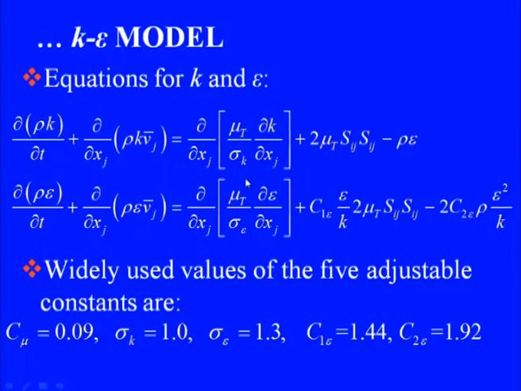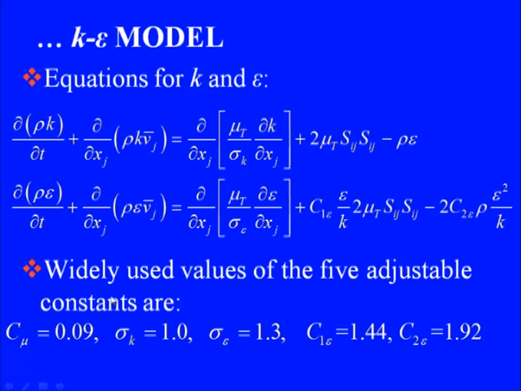And we had many empirical constants here: sigma k, sigma epsilon, C1 epsilon, C2 epsilon and C mu. These are adjustable constants which have been estimated based on curve fitting from a wide collection of experimental data on turbulent flows, and the most widely used values suggested based on these compilations are that C mu is taken as 0.09, sigma k is taken as 1, sigma epsilon is taken as 1.3, C1 epsilon is 1.44 and C2 epsilon is taken as 1.92.